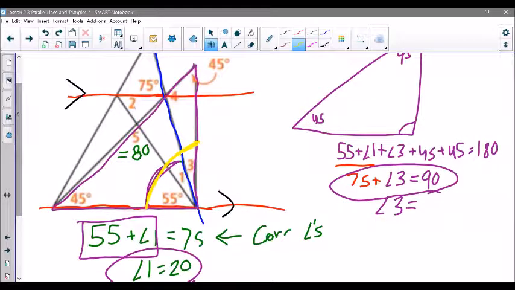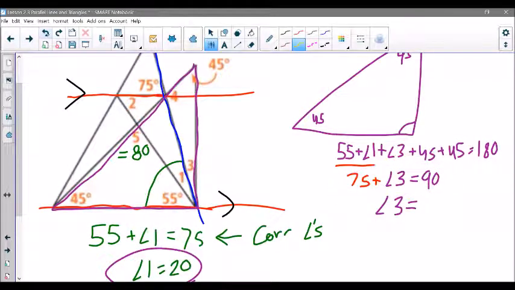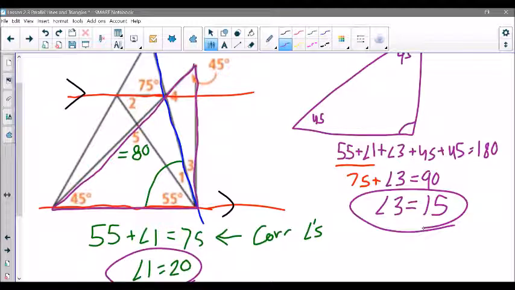All right, so angle 3, if you look over on the right of the screen, we have 75 plus angle 3 equals 90. Therefore, angle 3 must equal 15. And there we have it. I think they only want us to find 1, 2, and 3. We found 5. I guess we could find 4 if we really wanted to.